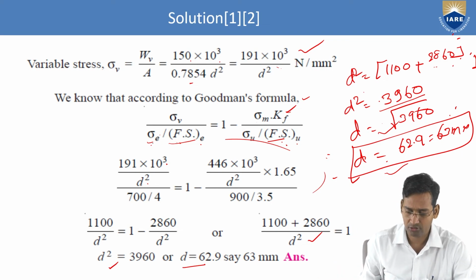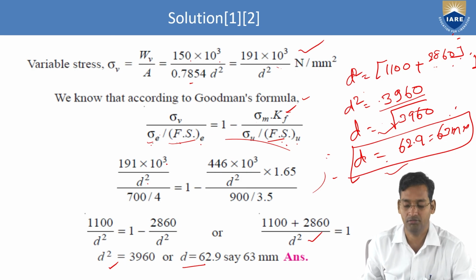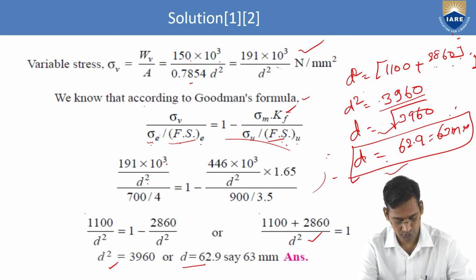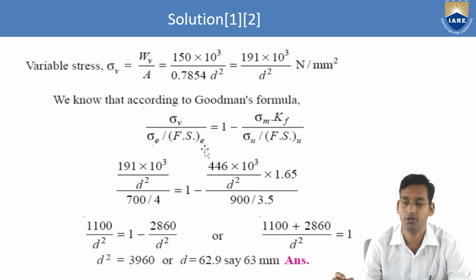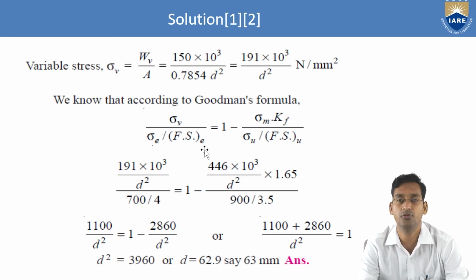That member has a circular cross section, as given. Okay. So now we will see another numerical in the next class. Related to this numerical, if you have any doubt, you can mention it in the comments or you can ask me directly.